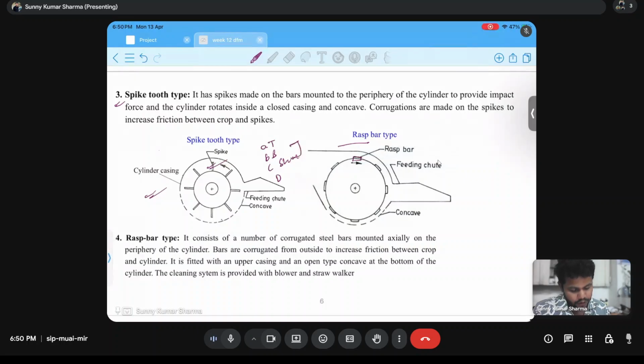Bending and shear should be there, I think, because shear is also taking place here in the spike too. So not only bending will be there. Only bending will not be there. Bending and shear, I think it should be there. Okay, I will cross verify it. Okay, sir.